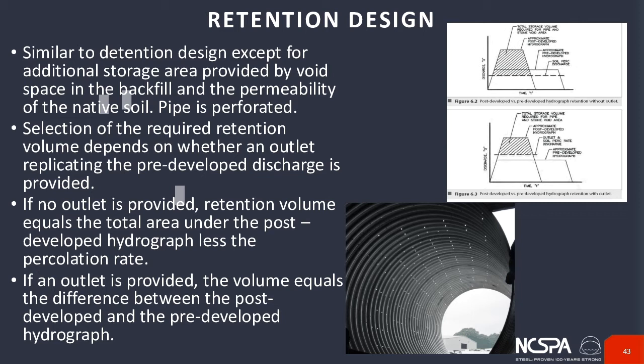So when you're selecting your required detention volume, it really depends on whether you are using an outlet control structure that is going to replicate the pre-development discharge. If there is no outlet structure, your retention volume is going to equal the total area under your post-developed hydrograph. If there is an outlet structure, then your volume will be the difference between your post-developed and your pre-developed hydrograph.